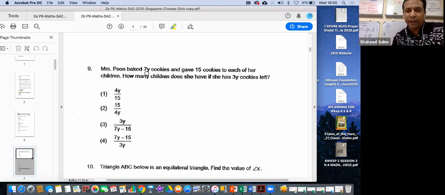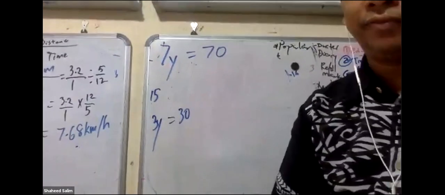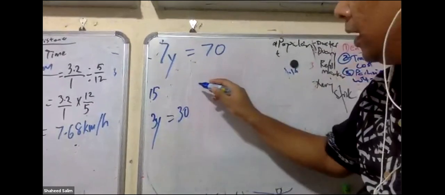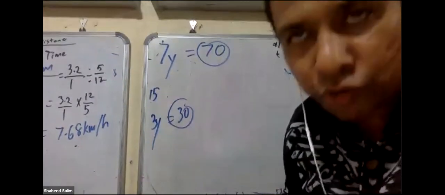Let's see. Mrs. Spoon baked 7y cookies. Okay, let's assume 7y is 70. Imagine. And then she gave 15 cookies to each child. How many children does she have if she had 3y left? Let's imagine 3y is 30. So now I'm going to go through step by step, as if these are numbers. So at first you want to find the number of children.